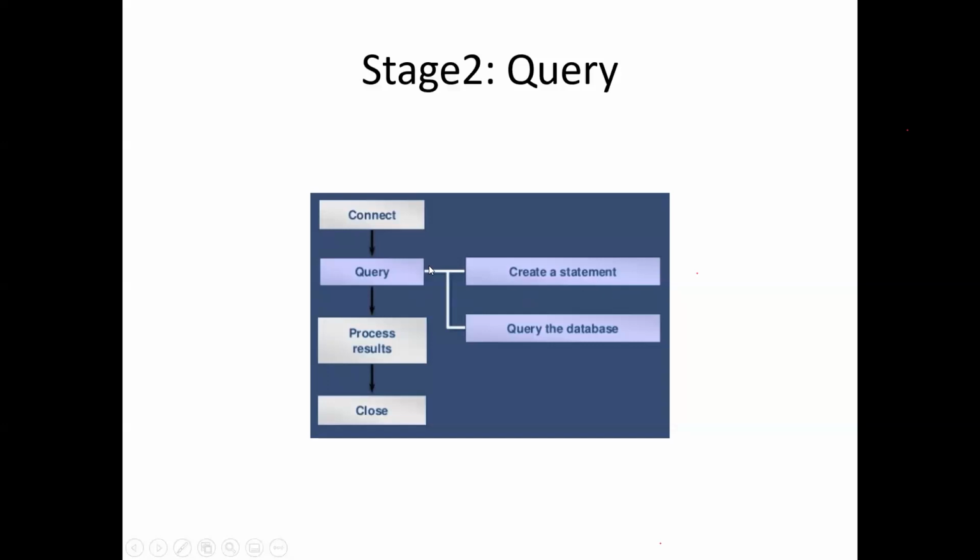After that, we will process what is our aim. Suppose we will retrieve some employees' information from the employees table. In that point of view, we will write the query select star from employee. Like that, we will write the query related to the aim we have. So that is the second stage.